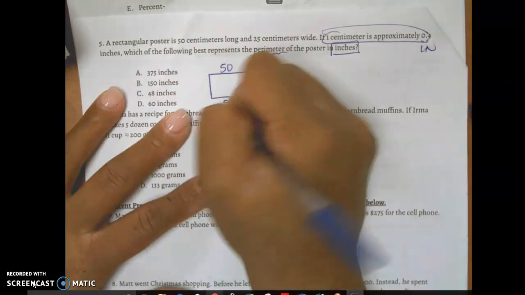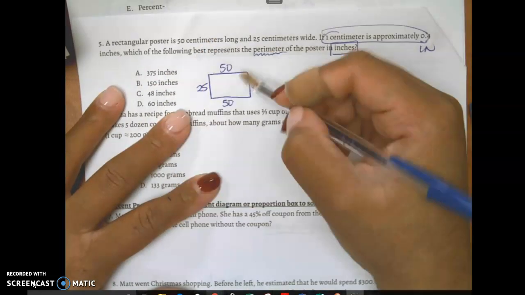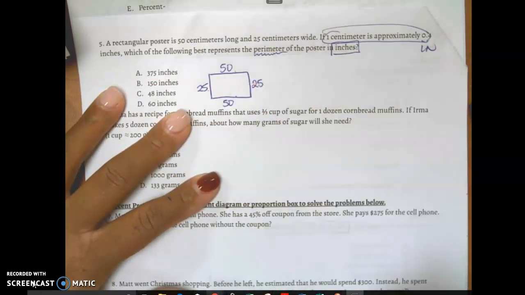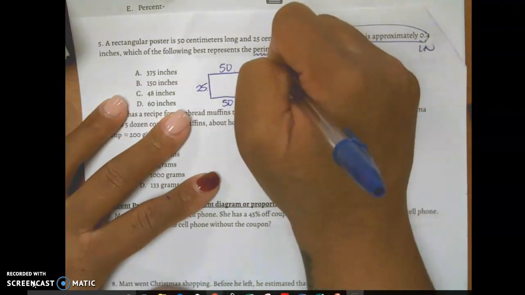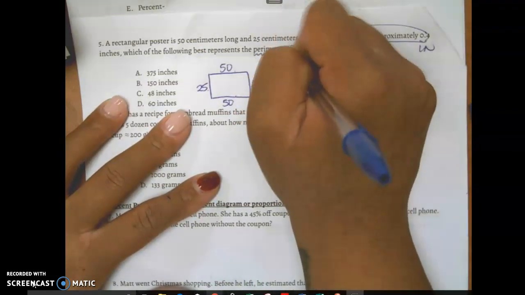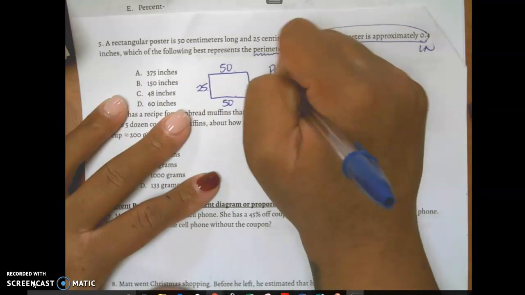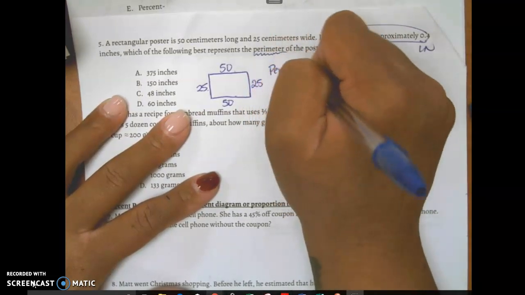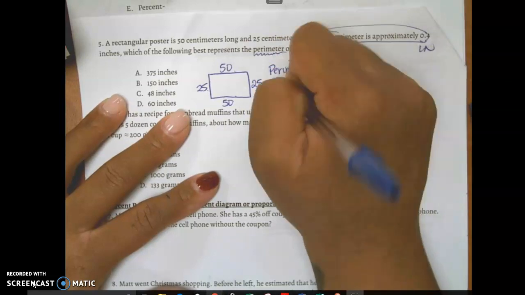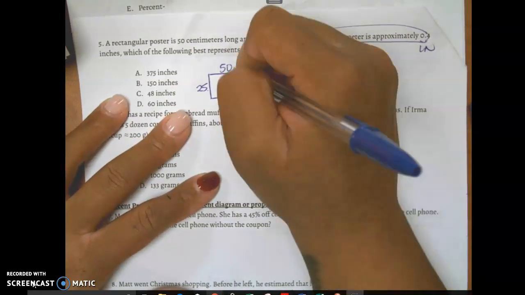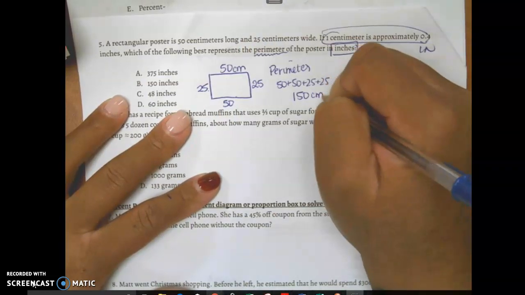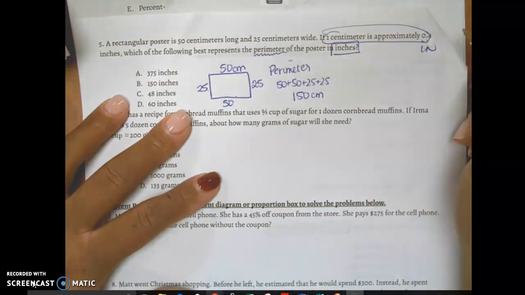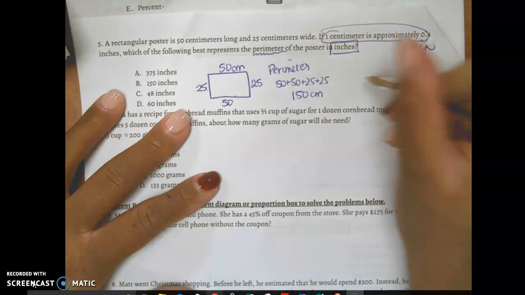Okay, 50 over here and 25 over here. These sides are the same and these sides are the same. So, in order to find perimeter, I must add up all the sides. So, it's 50 plus 50 plus 25 plus 25 is 150. 150 what? Centimeters.